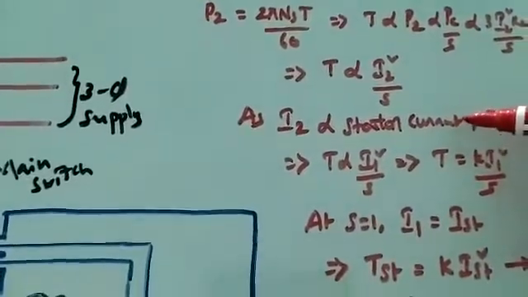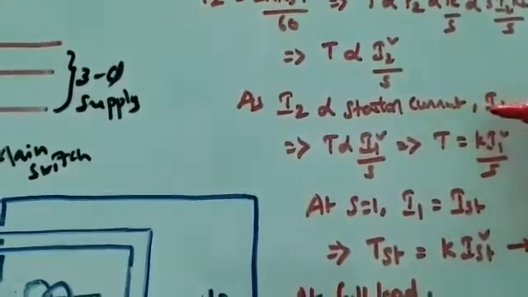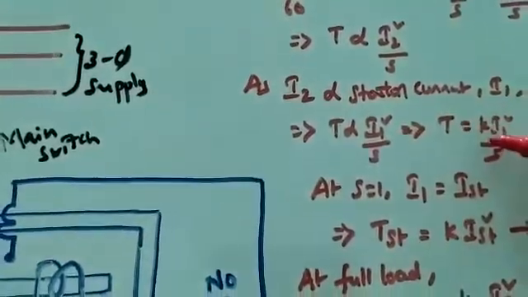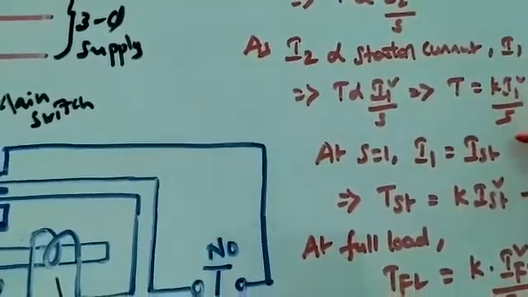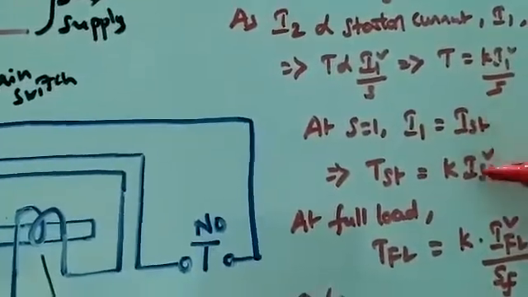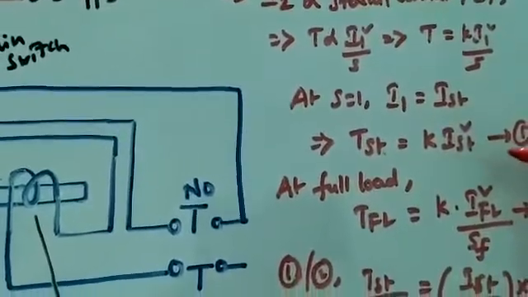Before, we have studied that I2 is directly proportional to the stator current, right? So torque is directly proportional to I1 square. This proportionality constant is denoted by K, so torque is K into I1 square by S. So at standstill conditions, at S equal to 1, I1 is equal to I starting. So T starting is equal to what? K into I starting square, right? So let it be equation 1.